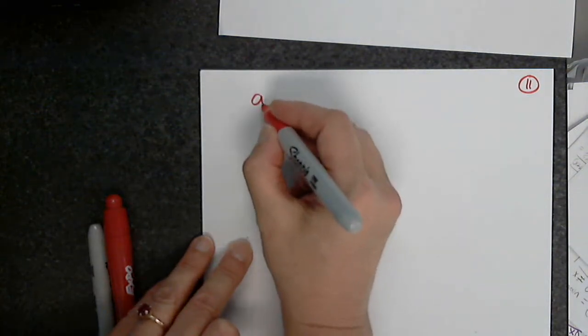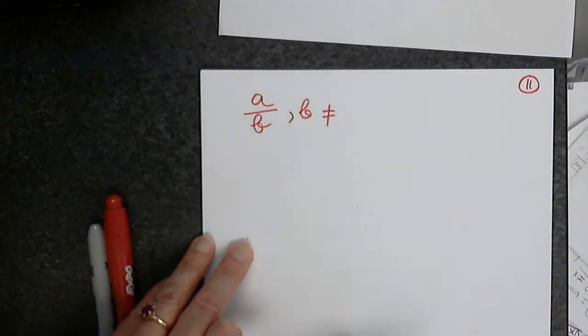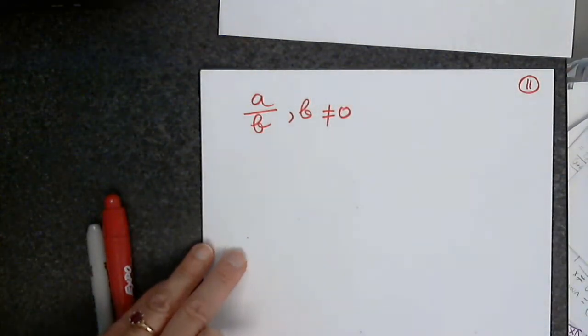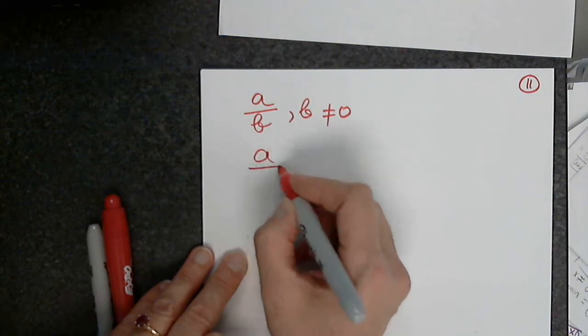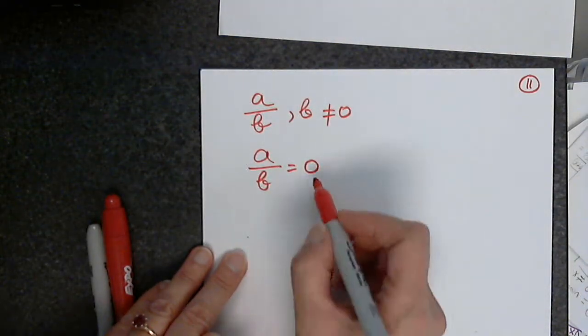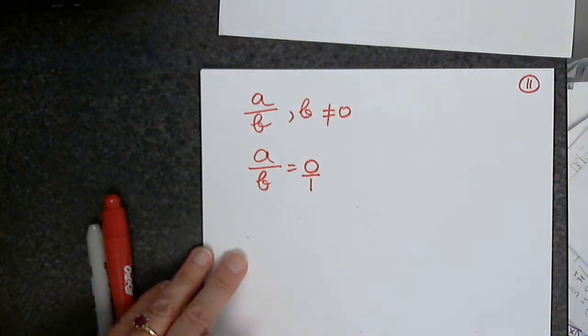If I have a fraction that is a over b, I know that b cannot be ever what? 0. Perfect. So that's one thing that we established. Now, if I want a over b to be 0, what must happen? Let's say I'm going to put it 0 over 1, which is the same thing, right? 0 or 0 over 1, same thing.